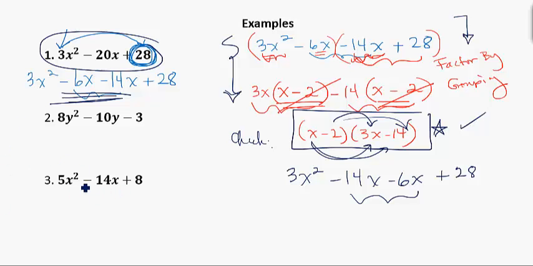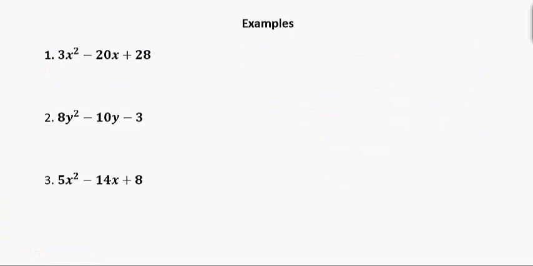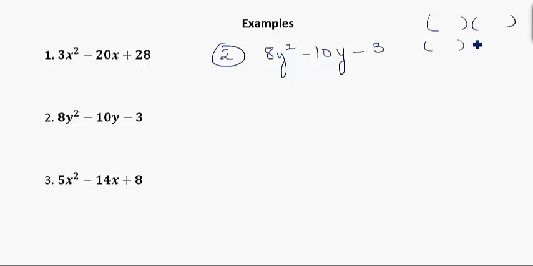Okay, let's look at problem 2, and then I'll leave problem 3 for you to do. So for problem 2, again, this is a quadratic expression. We know that because the largest exponent is a 2. And we're looking for two binomials that multiply to give us 8y squared minus 10y minus 3. Again, you can guess and check by looking at all the possible combinations.